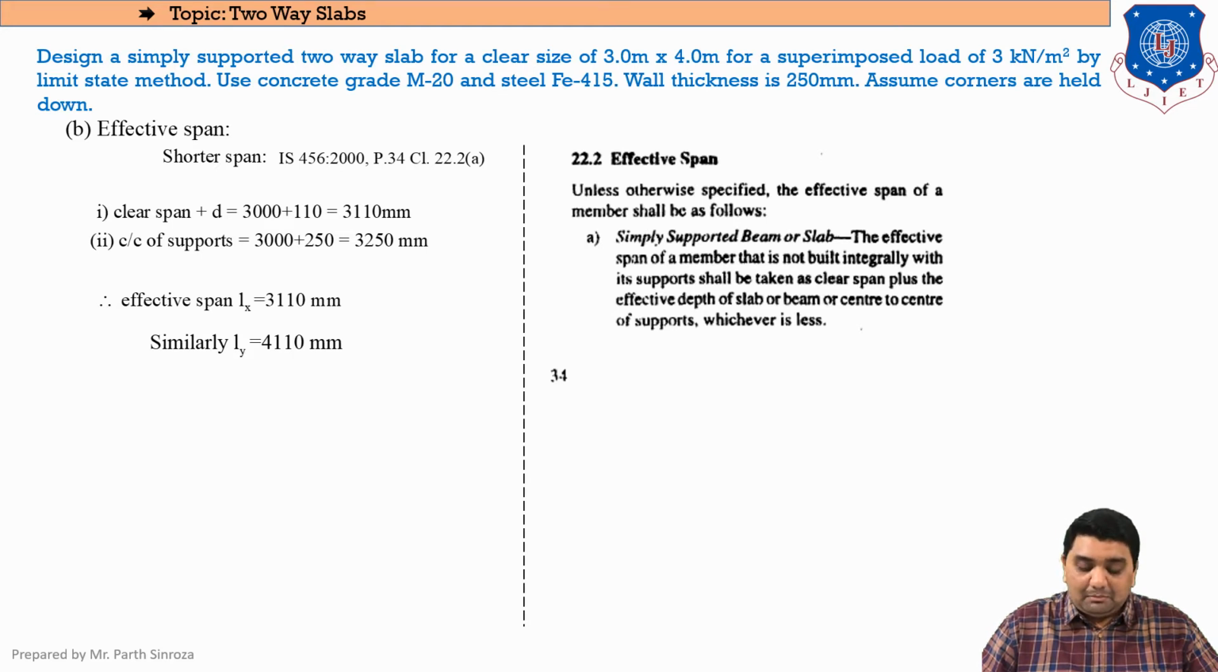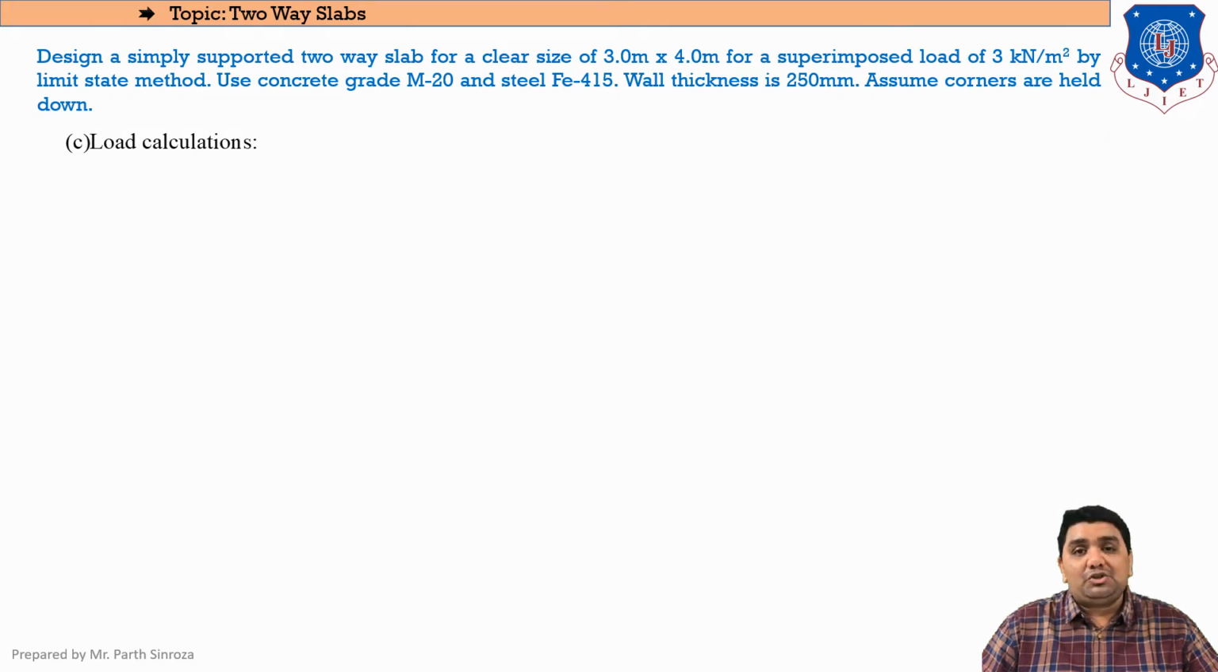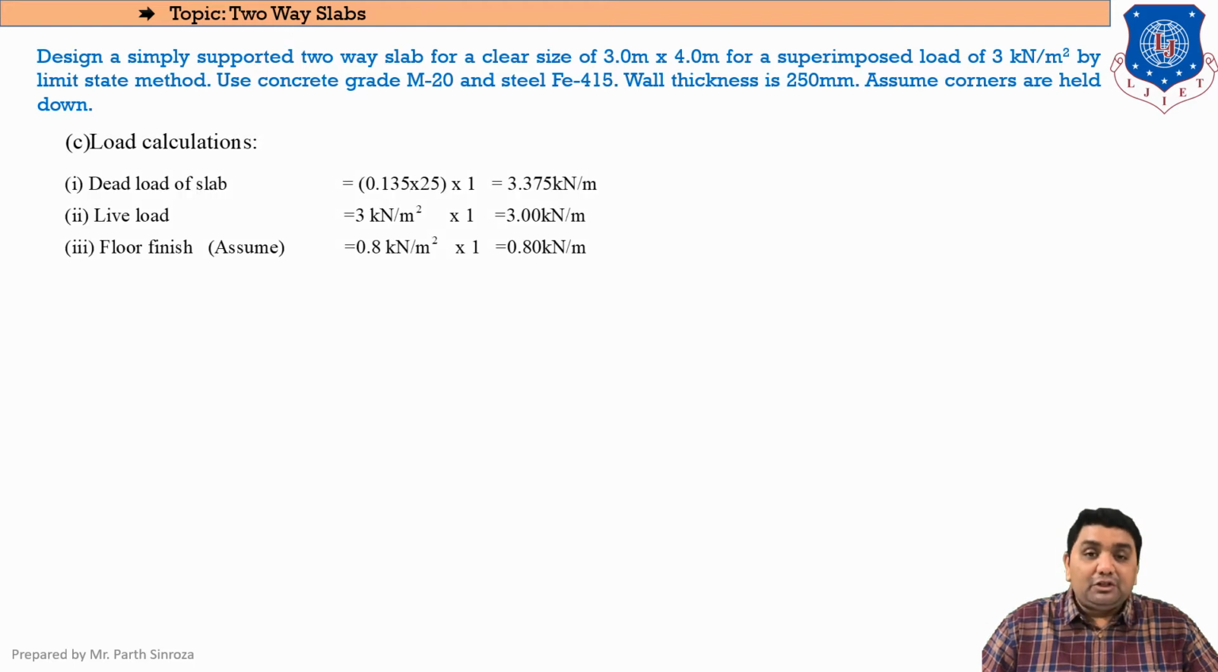Now moving on to step number 3, that will be load calculations. Again the fundamentals will be the same. We will be calculating 3 loads. The first will be the self-weight of slab, second will be the live load, and third will be the floor finish. Now in this case I have taken floor finish to be 0.8 because we were always taking it to be 1. So to make some change to the answer, I have taken it to be 0.8. You can still assume it to be 1. There is no issue in that because it is not mentioned in that question.